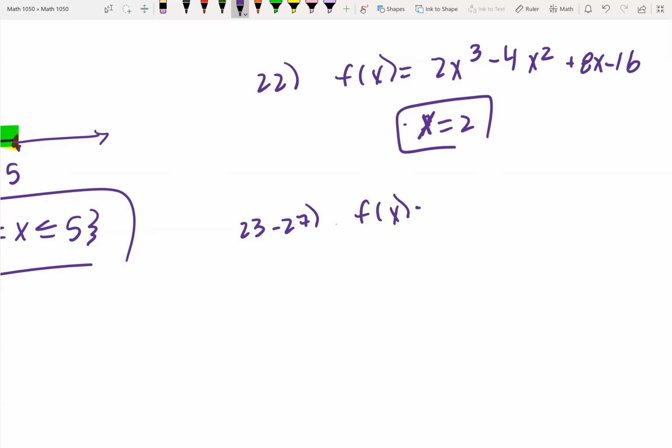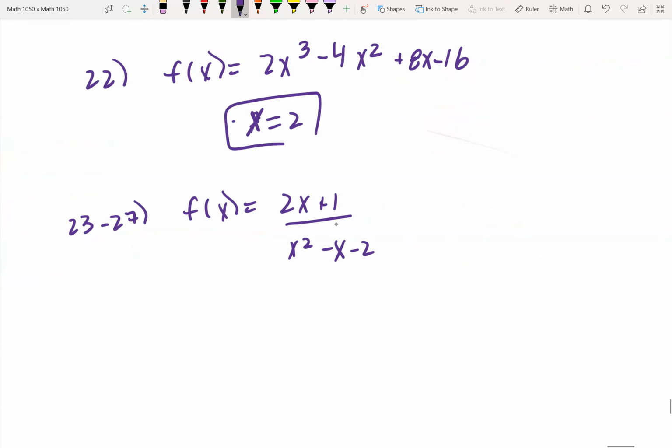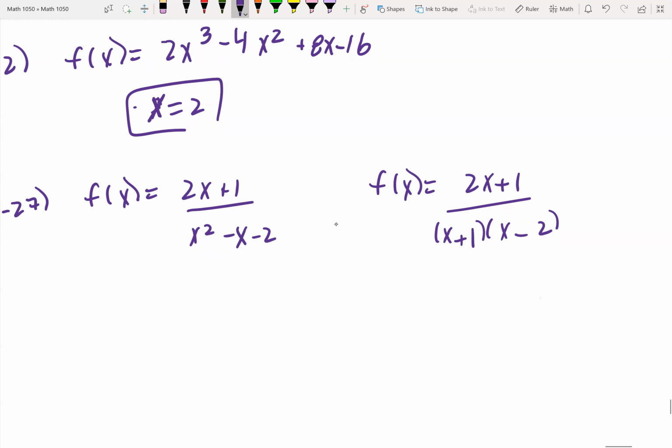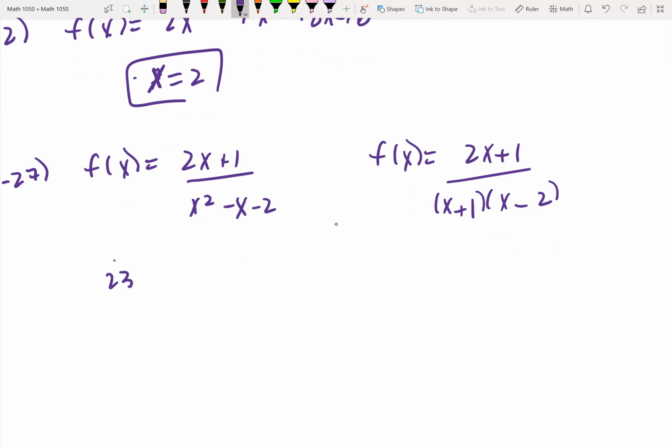Okay, questions 23 through 27. Here is your equation. I'm going to have a multiplied out version, which is the one that's given. And I'm also going to have a factored version. So the bottom factor is 2x and x. The 2 goes to a 2 and a 1. Signs are different. Biggest is the negative. Okay, find the domain. This was 23.